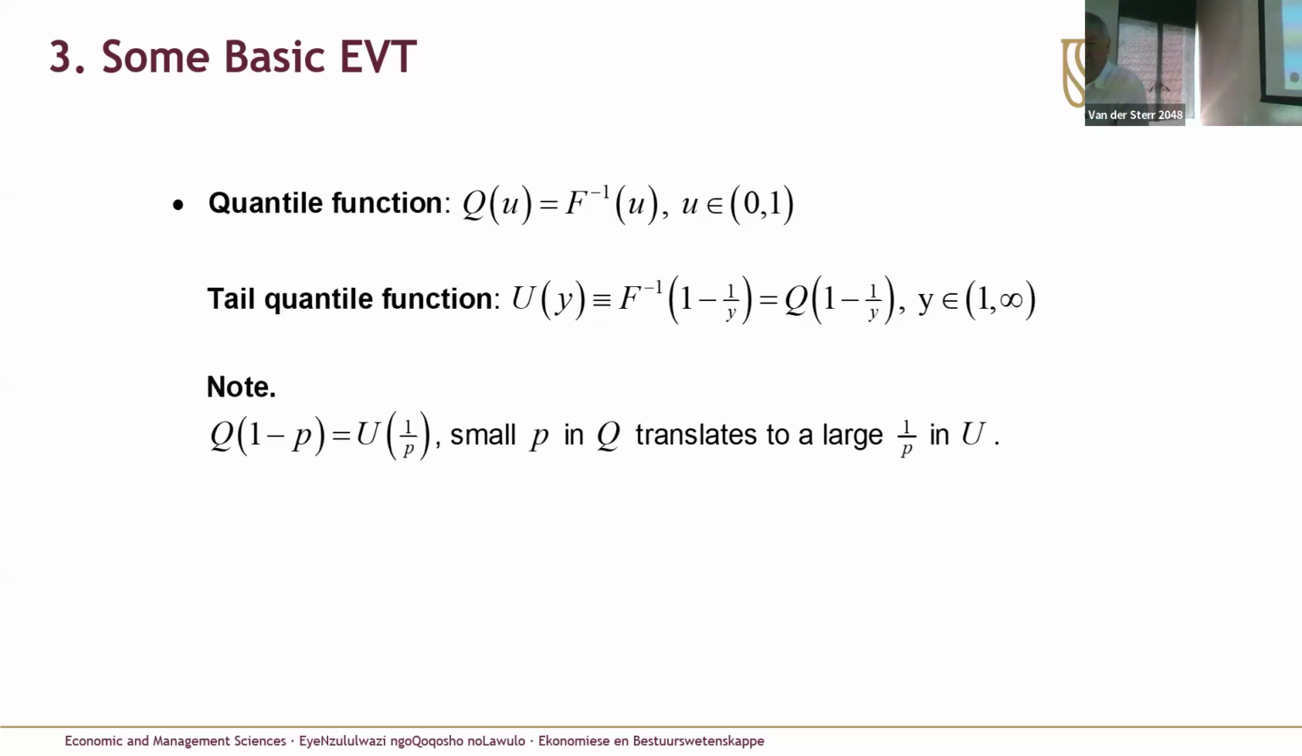What we must always keep in mind is we're interested in Q1 minus P, the quantile at this level P, but that's equal, if you look at that, to U1 over P. So for small p means 1 over P is large. So whereas you have a small p, in other words, Q close to 1 on the upper bound, here you move up to infinity for 1 over P. So the smaller p, the higher you go up.